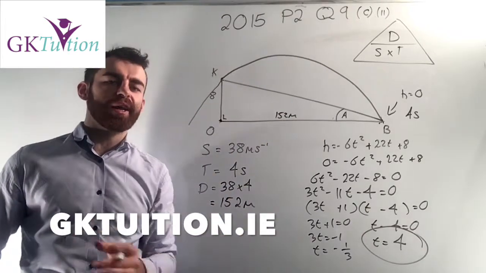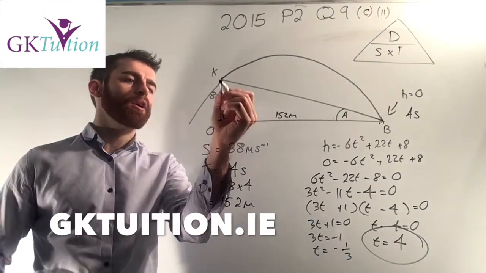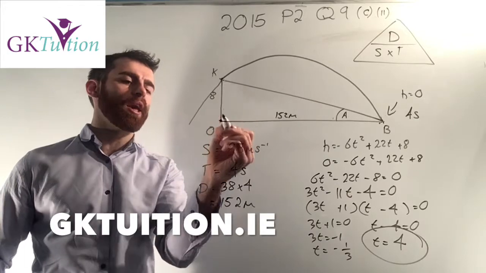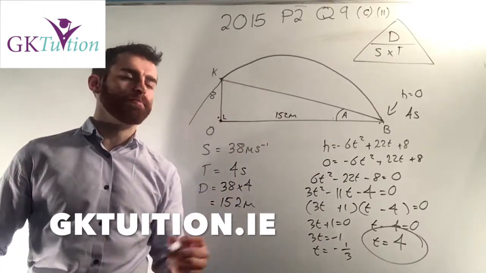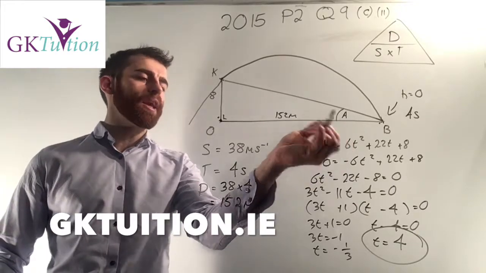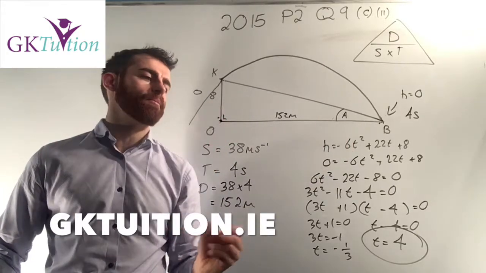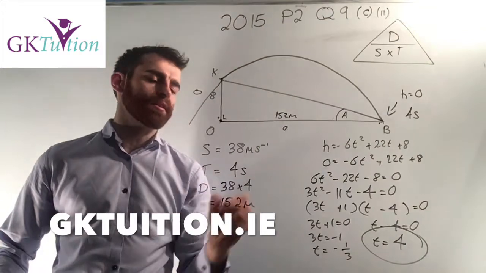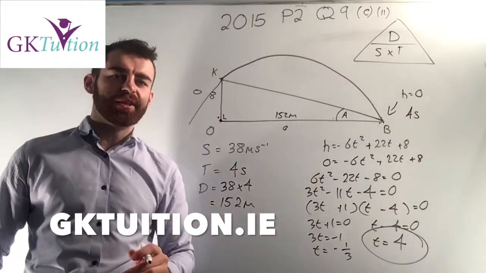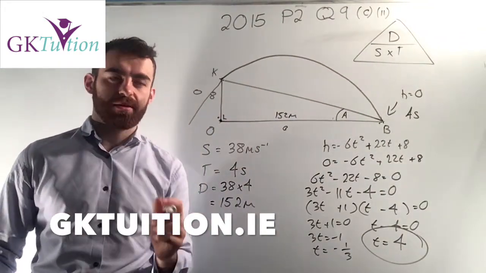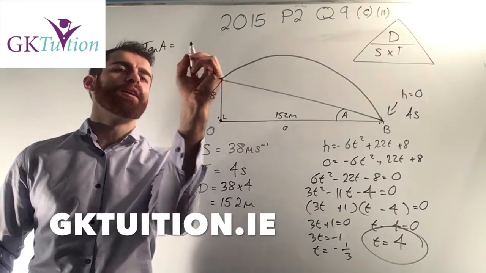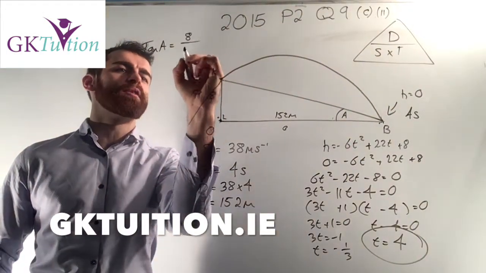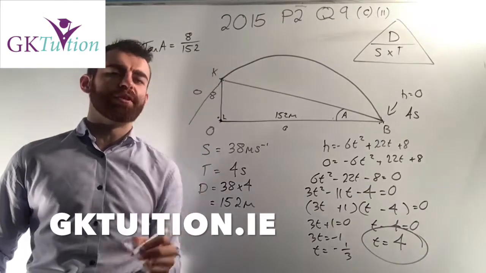And once we've worked that out, this is a very straightforward question. Because if you just look at your right angle triangle, KOB, I now know two sides, which means I can work out an angle. I'm looking for the angle A, which means that this is the opposite and this is the adjacent. If you're dealing with the opposite and the adjacent, that means you're dealing with tan. So I can say that the tan of A is equal to the opposite, which is 8, over the adjacent, which is 152.